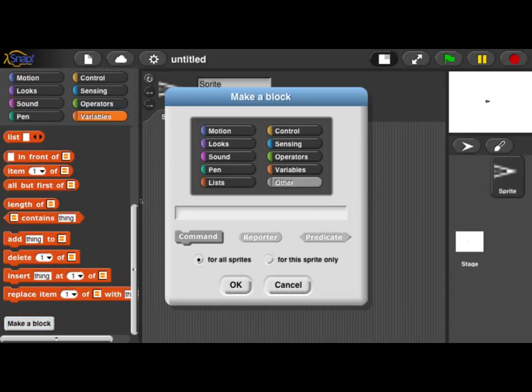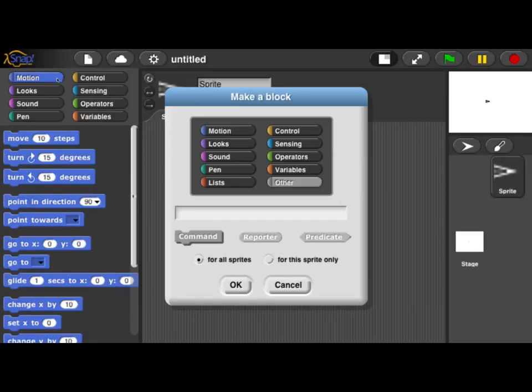The first thing you do is you ask yourself, what tab do I want the block to live under? This will help you organize yourself. As you're making 100 blocks, if you just put them in the one big list, it'll be hard to find things. You put them in a color based on what they're going to do. So if we're going to make a draw square block, we're going to probably say motion. Okay? So you can start typing.